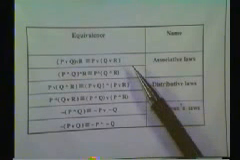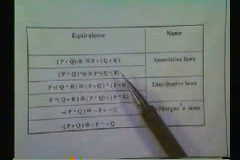Next one is grouping, the associative law. We change the way we group the statements, and the result is still the same for the OR operation and the AND operation.